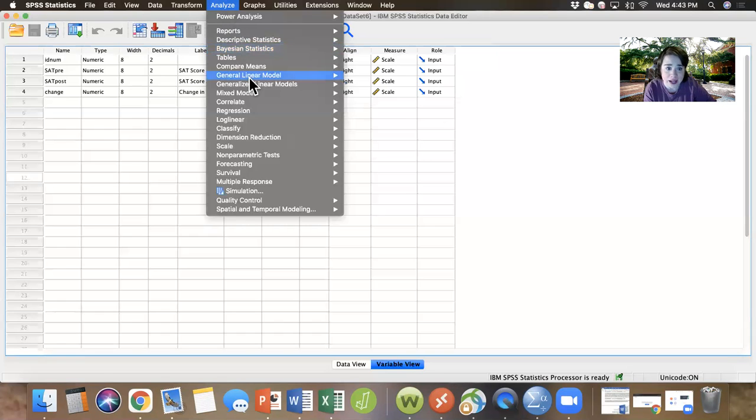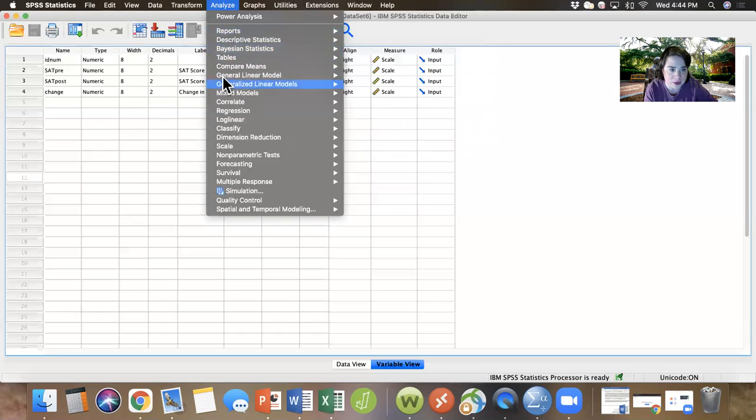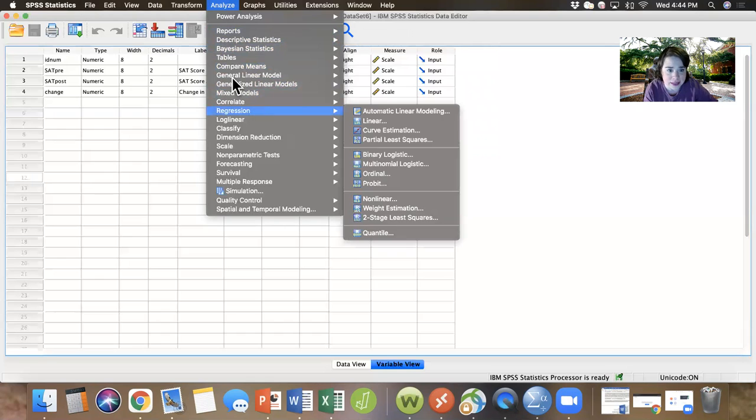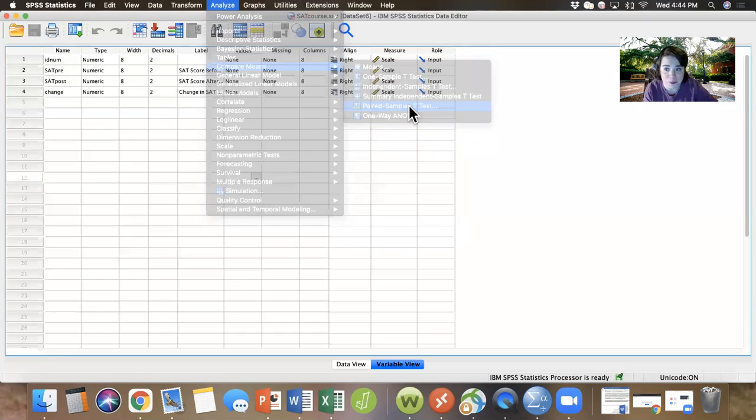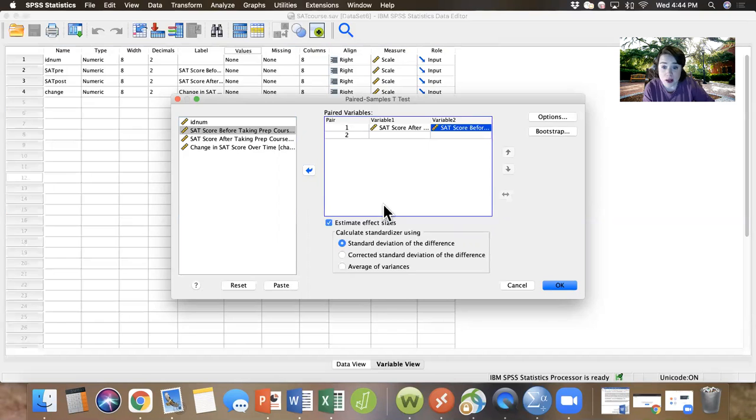So in order to conduct our paired sample t-test, we're going to go to compare means. So analyze, compare means, and paired sample t-test. Okay? And what we're going to do is, for a lot of reasons, it's actually easier if you select your after variable and put that as variable 1, and then your before variable as variable 2. Okay, so that's what we're going to do.